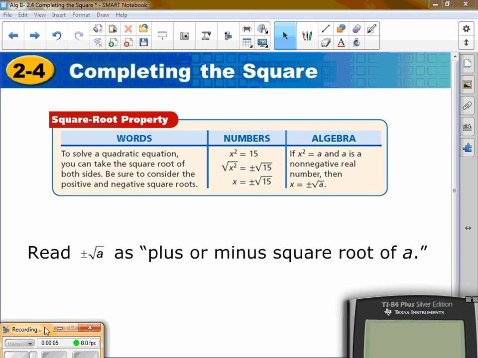2.4 completing the square. We had already begun to talk about this, the square roots, the plus and minus. When we have x squared equals 15, the way to do the opposite of a square is to take the square root. And whenever you take the square root of a variable, we don't know if it was positive or negative, so we put plus or minus. So in our problem here, x squared equals 15. To get rid of the square, you take the square root. We do not know the square root of 15, so it's plus or minus the square root of 15.